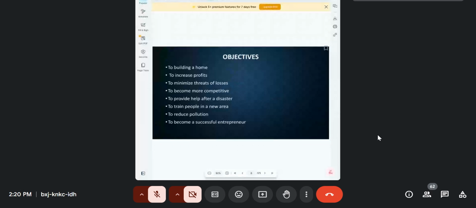To provide help after disaster, so that would be a philanthropic kind of objective or project. To train people in new areas, there could be new technologies in which you need to invest in, so it could be training. It could also be to reduce pollution. You could also be looking to actually become an entrepreneur. That could actually be an objective. So these are just some of the objectives that you might actually look into. Of course, there are more.